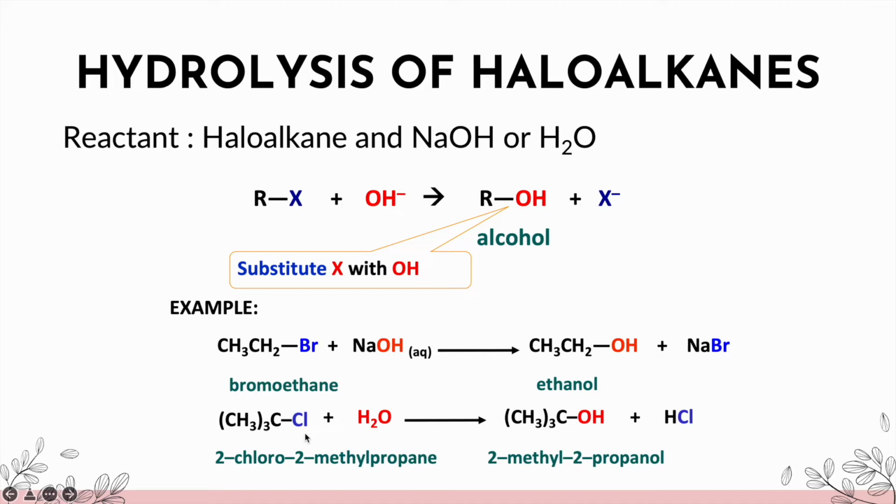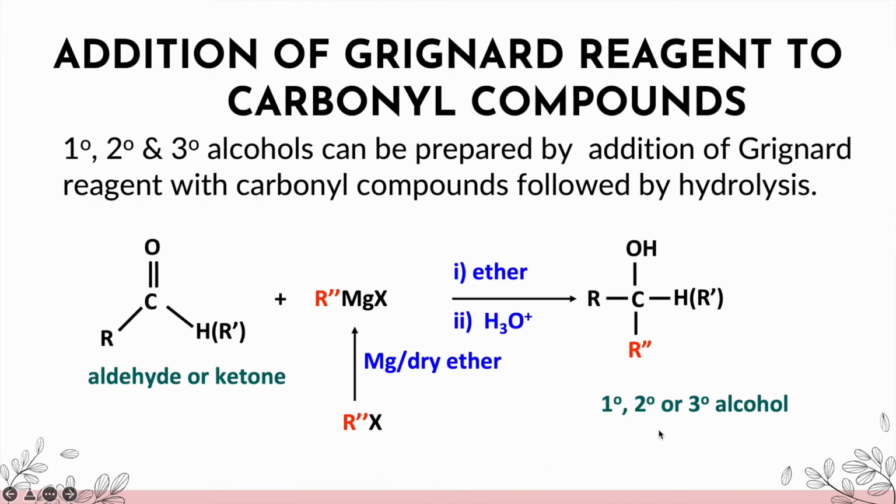The hydrolysis of haloalkane, this is alkyl halide, reacts with water. The OH in water will replace this halogen, so it becomes 2-methyl-2-propanol, and the side product is this hydrogen from the water and Cl halogen from here. So this is the side product.